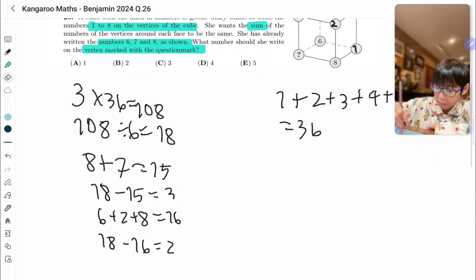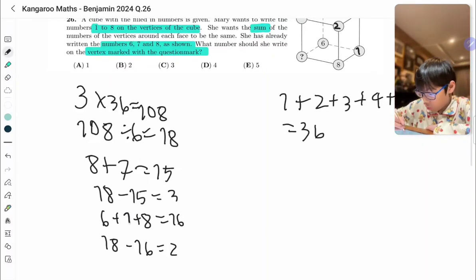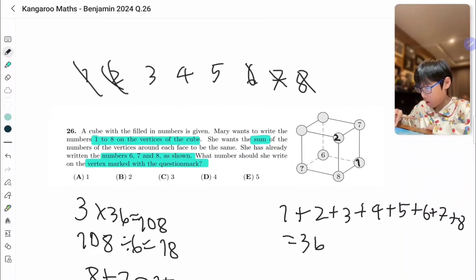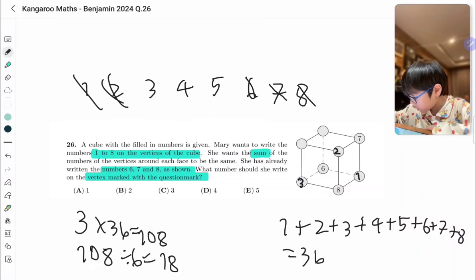Let's replace the numbers. This is not 2 anymore. This is a 1. Everyone got that? And this is not 16 anymore, of course. It's a 15. So, 18 minus 15 is 3. So, 3 is in the question mark. But wait, let's just make sure it's 3. Because, I mean, everybody makes mistakes, so why not check?